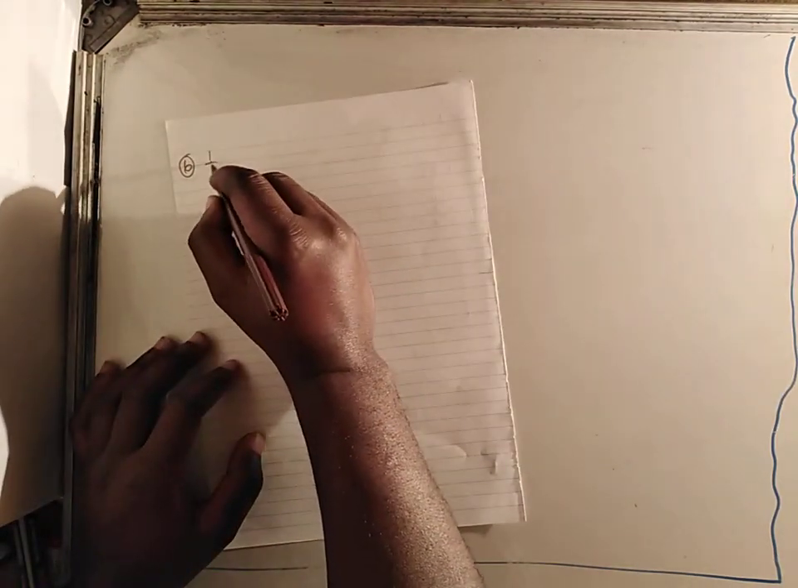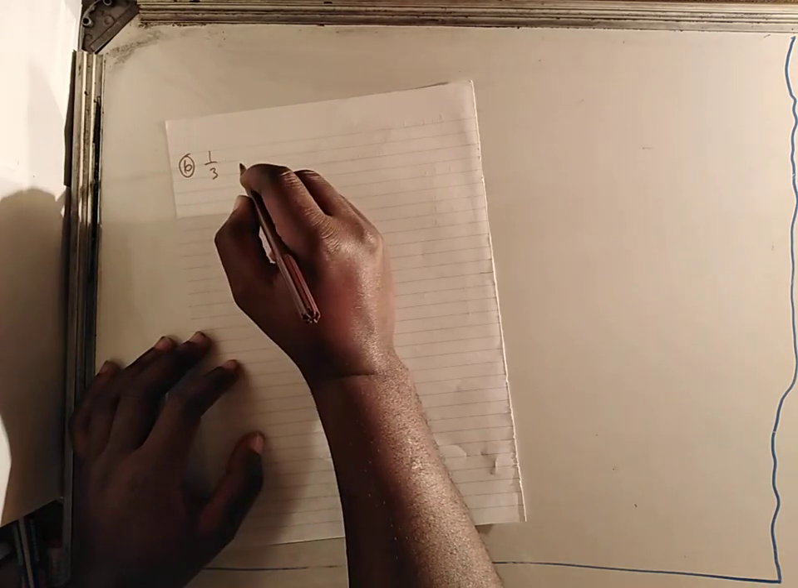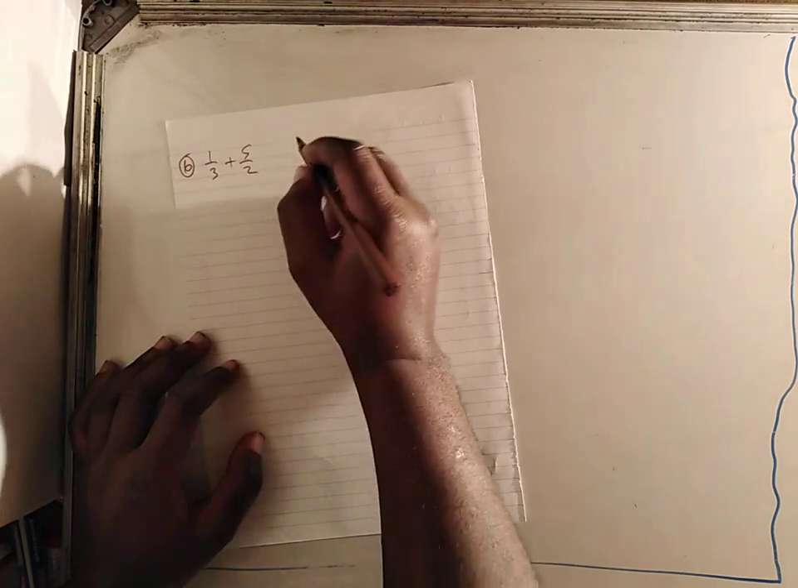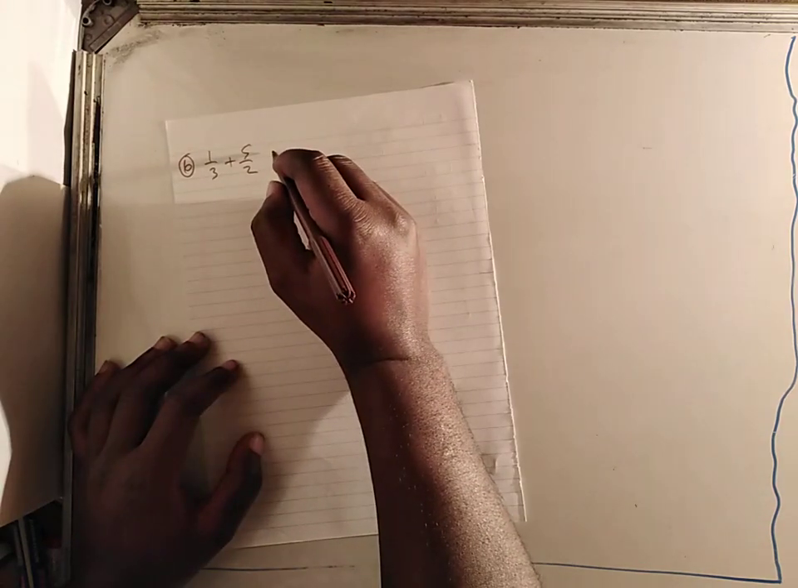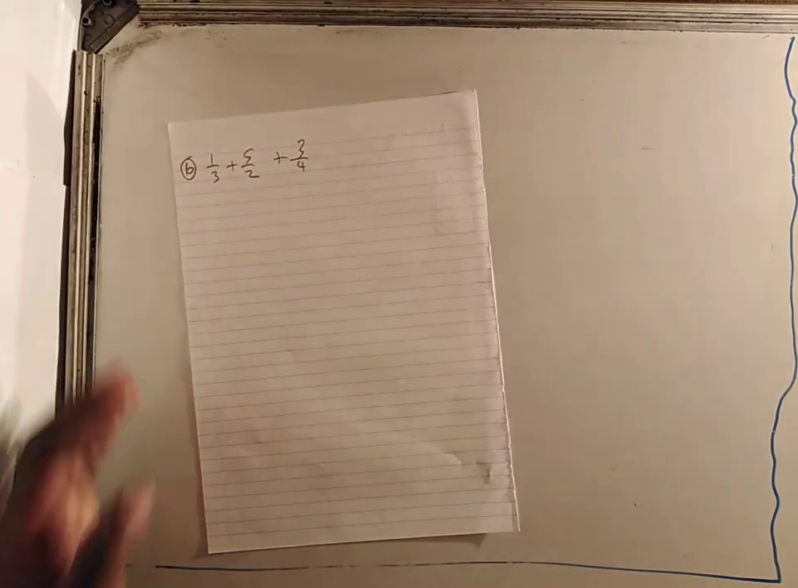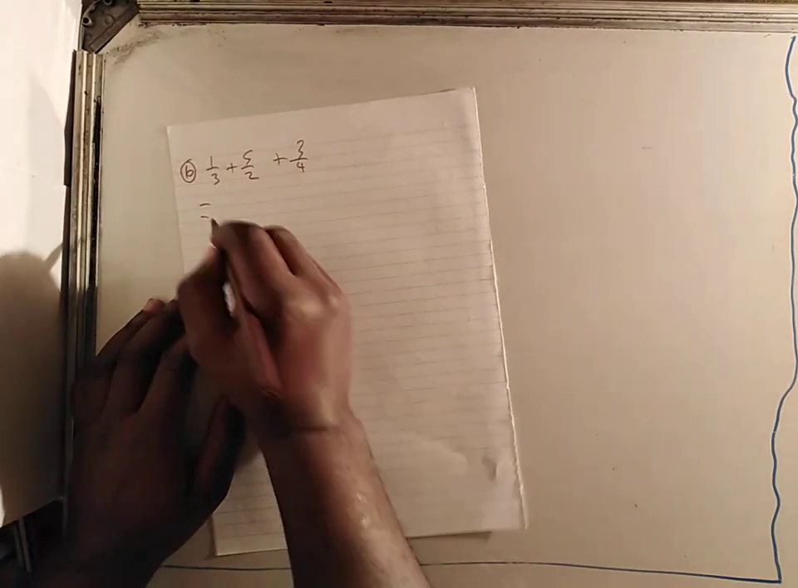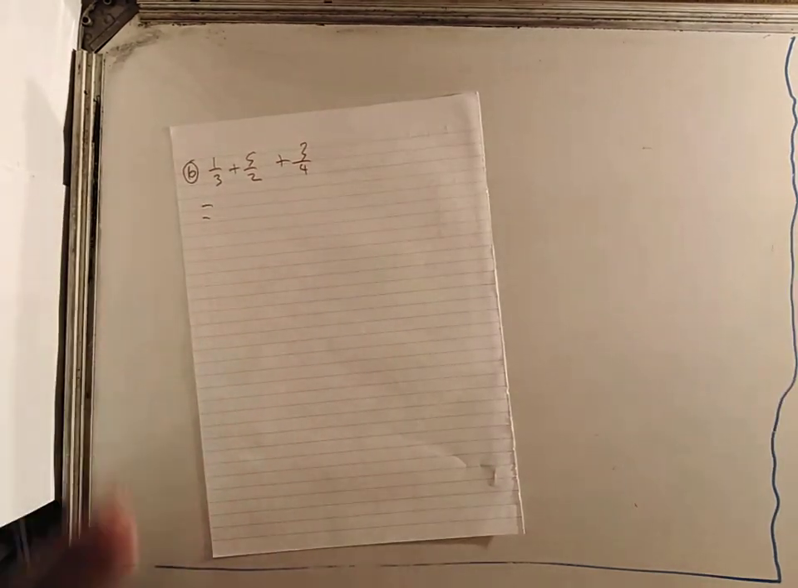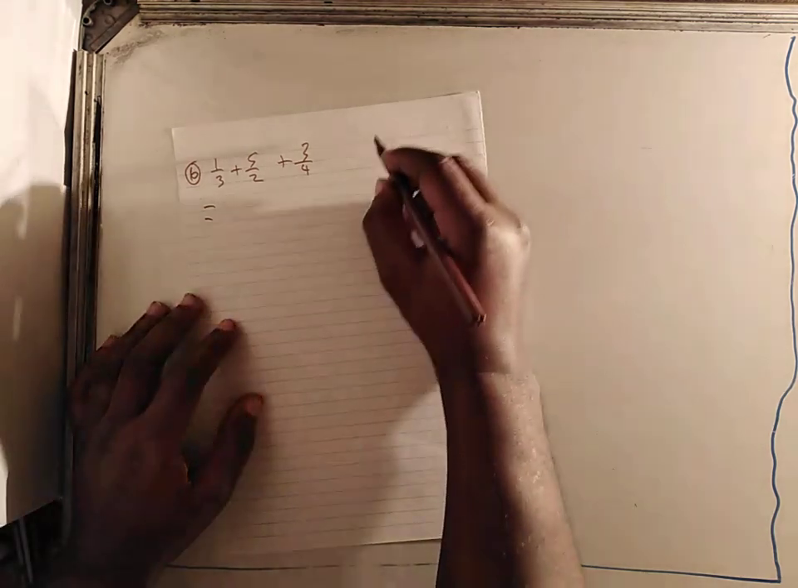This one is 1 over 3 plus 5 over 2 plus 3 over 4. How do I solve this one? The denominators are not the same. Now there are 3 fractions, but the denominators are still not the same. So what do I do? Because the denominators are not the same, I find the LCD.